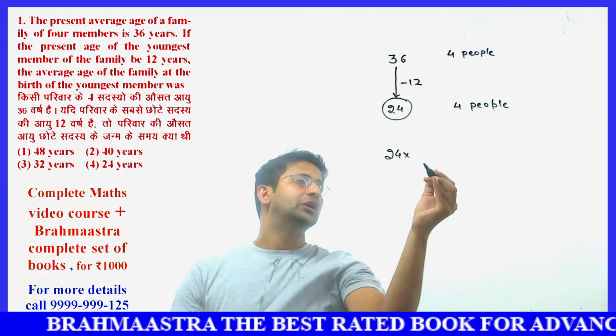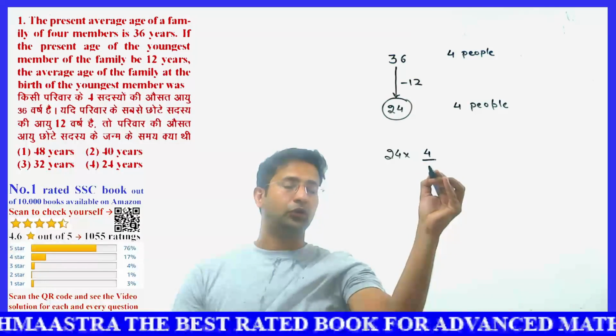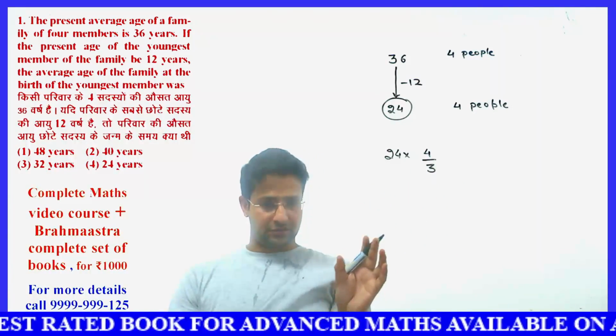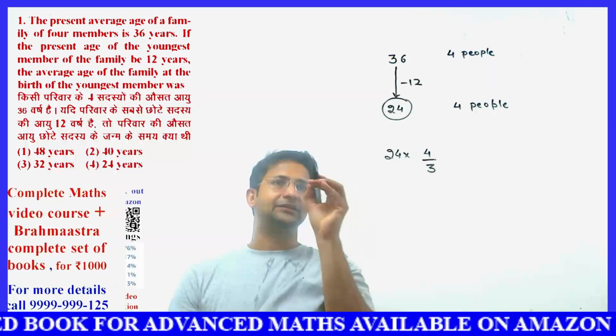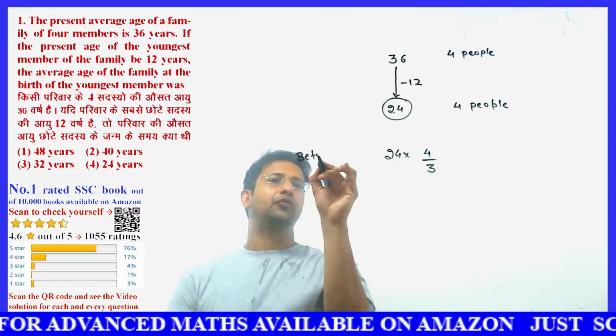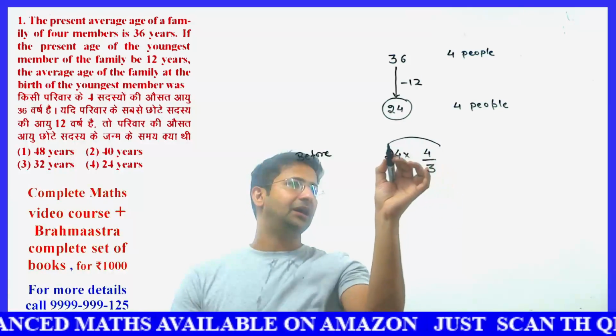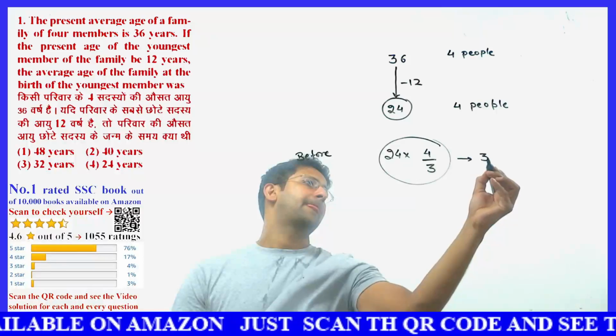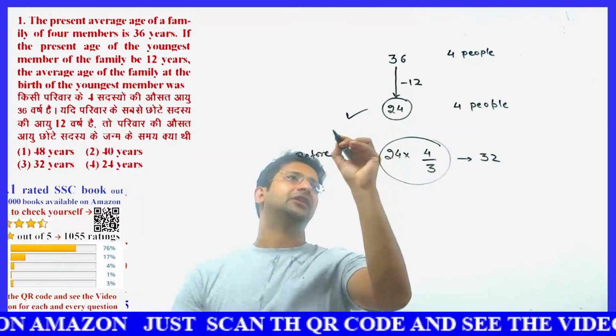Right now there are four people. Before this child was born, there were three people. Okay, so before the child was born, this will be the answer. That will be 8 into 4, 32. But for this question, our answer is 4.